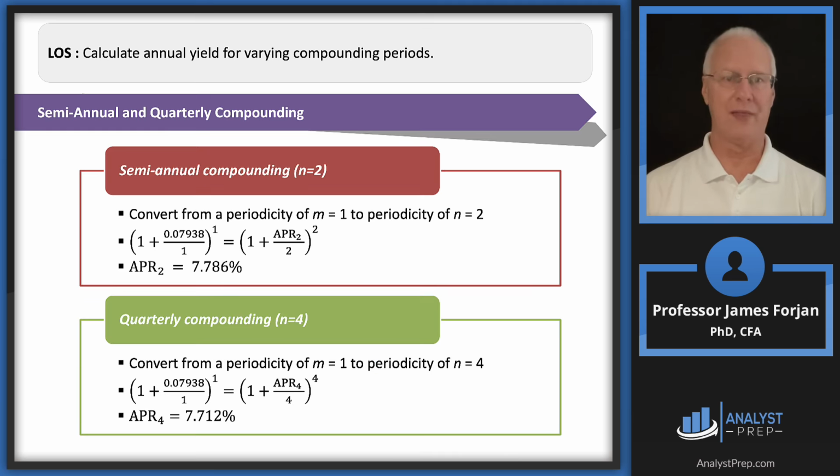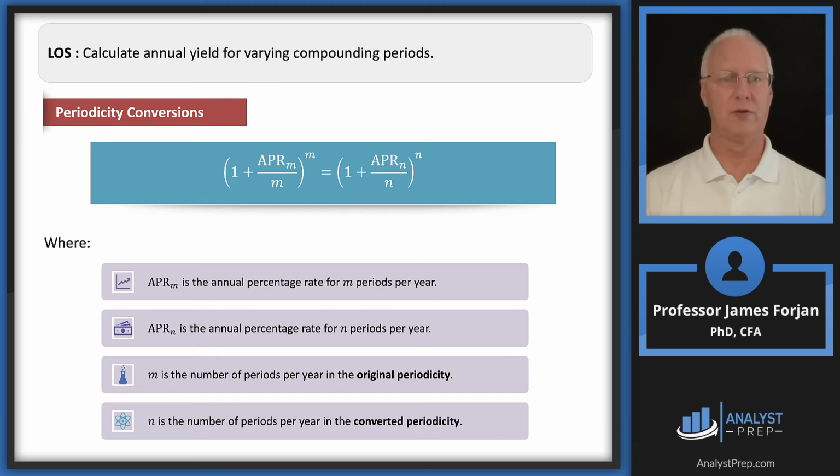Let's suppose that in the red box we say that the interest is compounded semi-annually. Let's say in the green box that the interest is compounded quarterly. So we're just going to go back and use that equation that I showed you just a moment ago with the m's and the n's.